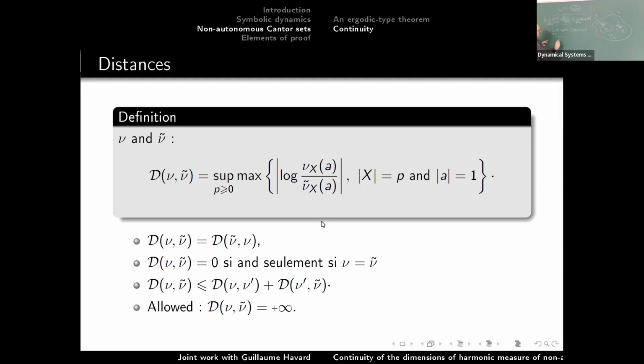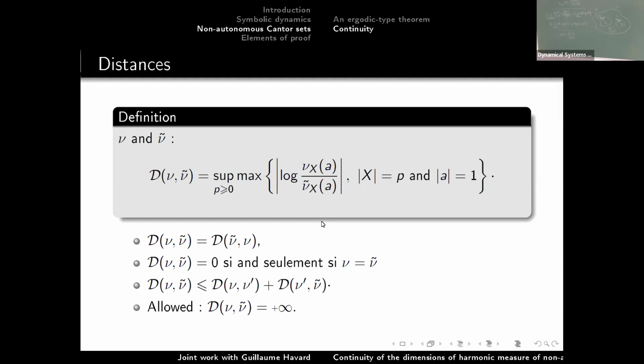So mu_x of A, that's mu of xA over mu of x. Okay. So what we want here is one digit on, because the length of A is equal to 1. Yeah, we want that every time you go from a father to a son, for this measure, to have the same ratio, almost the same ratio, as for this measure. Okay? Almost the same ratio.